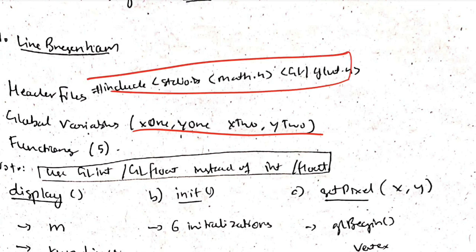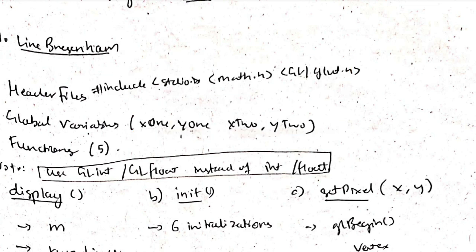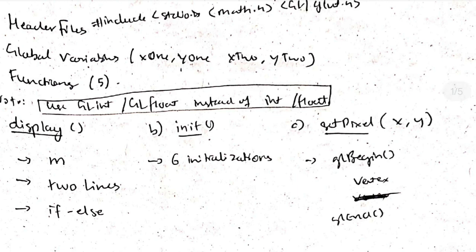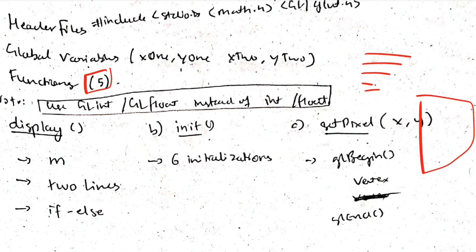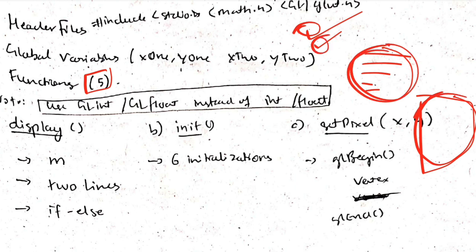We have written the header files, we have written the global variables. After that comes the functions part. There are 5 functions here which are user defined: 1, 2, 3, 4, 5. After that we have the int main. This is the whole program: header files, global variables, 5 functions, and int main.